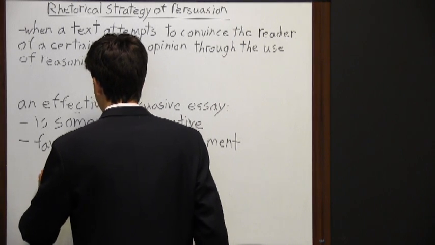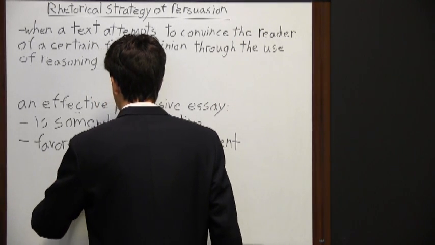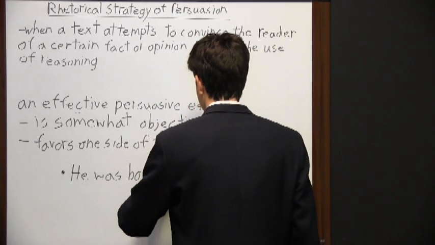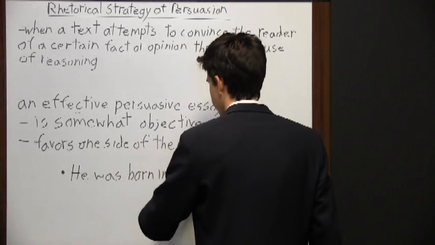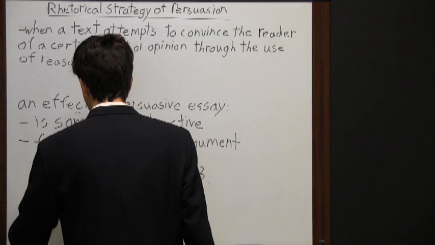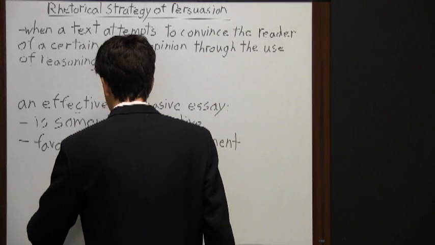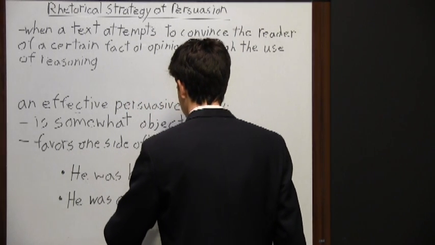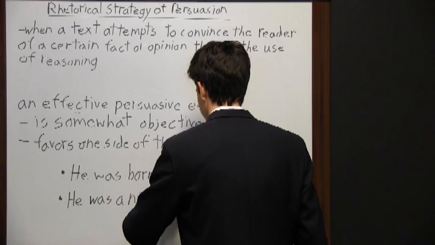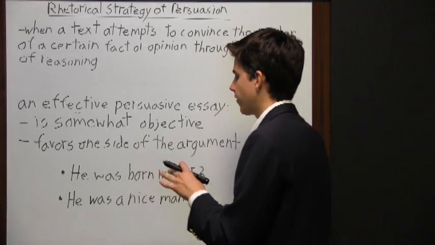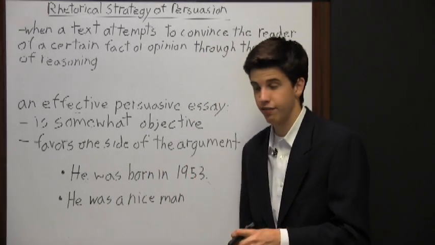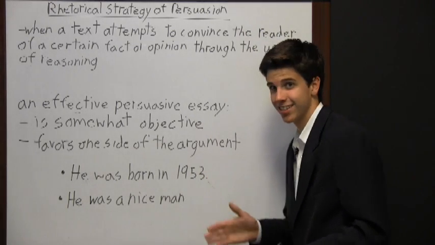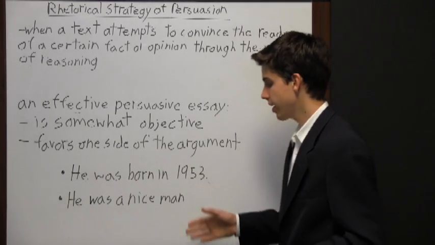A matter of fact would be, he was born in 1953. Now, a matter of opinion is, he was a nice man. So these are really very elementary examples of matters of fact and matters of opinion. But notice here, he was born in 1953 is a fact. This is undisputable. But he was a nice man is disputable.